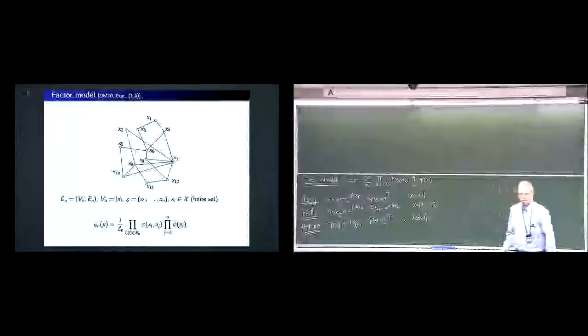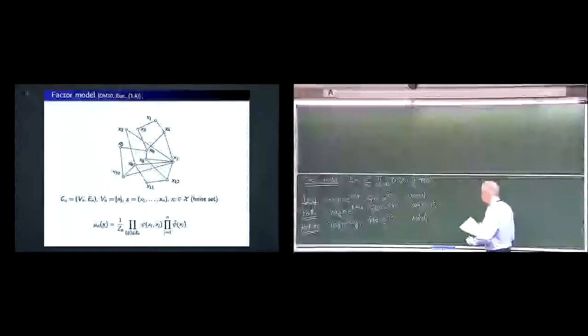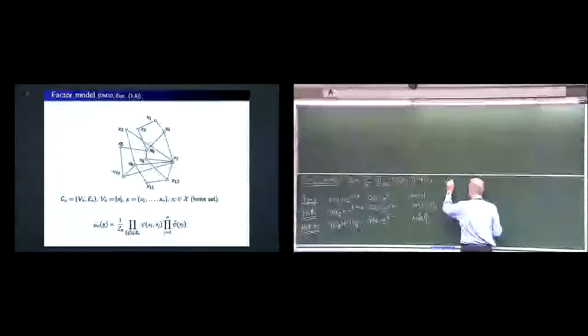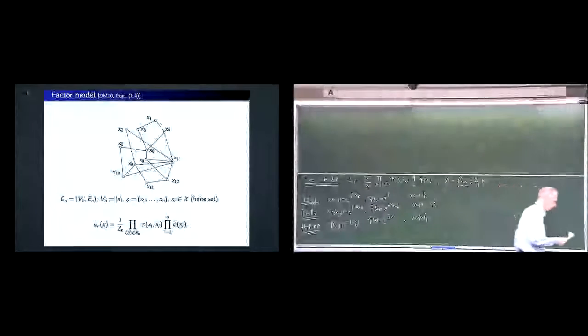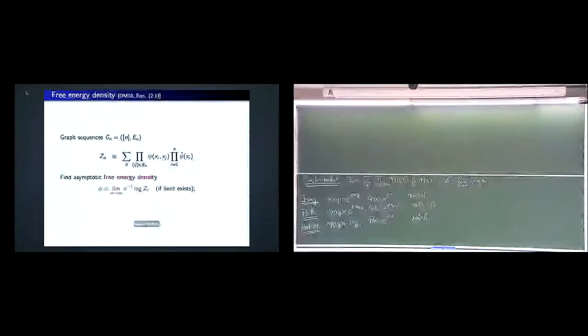Three special cases, and we will be interested in this lecture in the limit, if it exists, of 1 over n. That will be of interest to us in this lecture, just to calculate this limit in many cases. So let's see. We have a graph sequence.